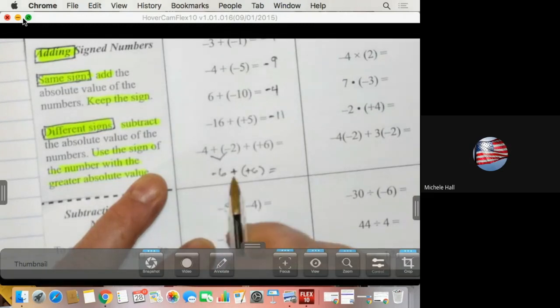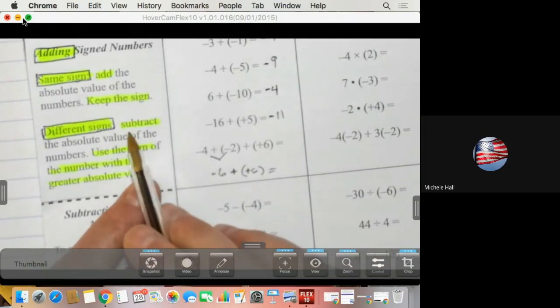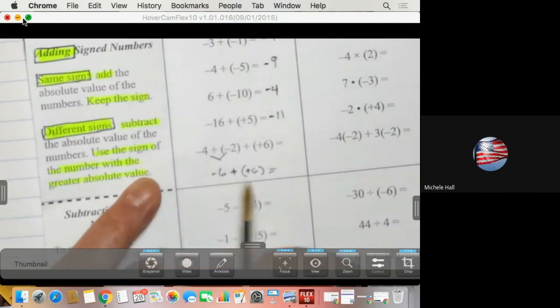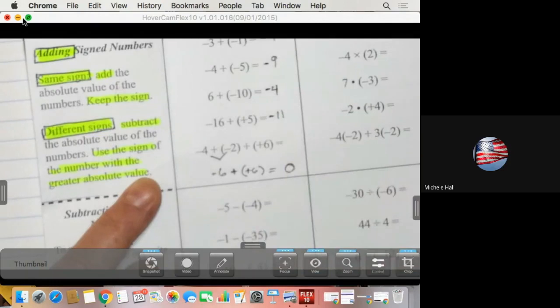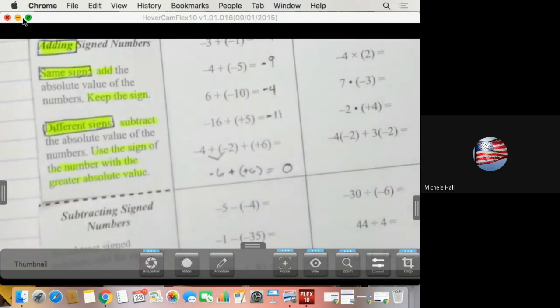Now am I adding same sign or different sign? I'm adding different signs, so what's it say to do? When it's different signs, the first word it says to do is subtract. What's 6 minus 6? 0. And then is 0 positive or negative? It's neither. So it's just 0. Good job. Those are the notes for today.